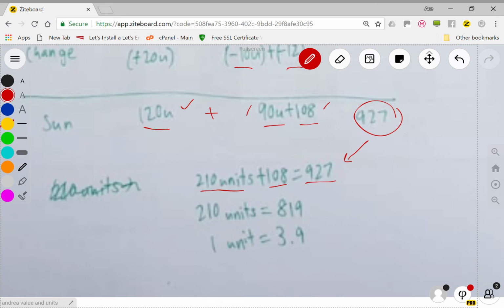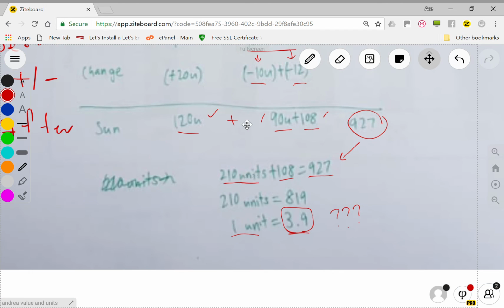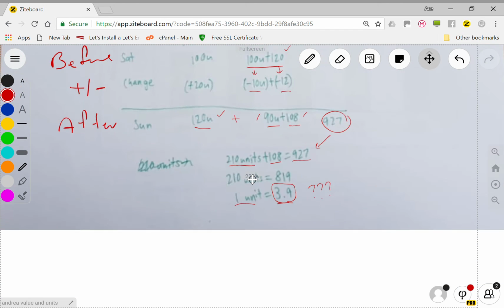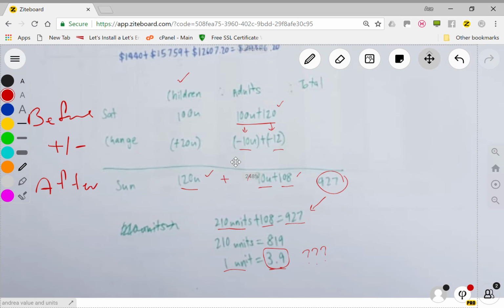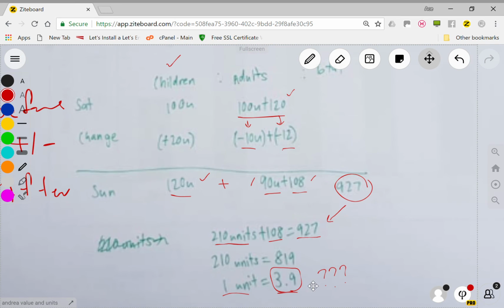It's 927, right? So you do the usual, you find that 1 unit equals 3.9. And then here there's also confusion sometimes, because you get a decimal, right? Then you worry about it. The reason you're getting a decimal doesn't matter at this point of time. It's okay, because your units are very big, so that's why you get a decimal. Sometimes you get decimals, right?